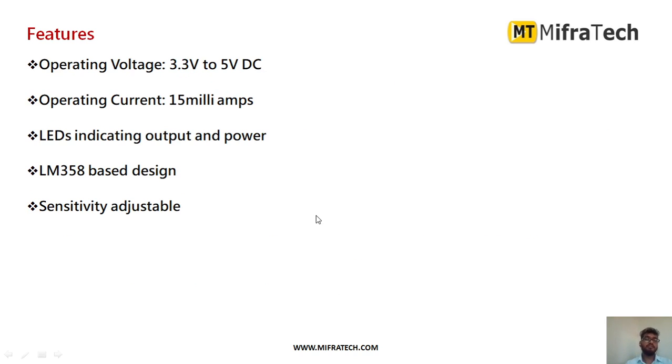So what are the different features of this LDR sensor? It has an operating voltage of 3.3 to 5 volt DC. In order to turn on this LDR sensor module, we have to provide a 3.3 to 5 volt DC supply. It has an operating current of 15 milliamps. There are 2 LEDs, as I showed, one indicating the output whenever sunlight or any light is detected, and one is the power LED. When you provide power supply, that LED will be glowing. We can also adjust the sensitivity of this LDR sensor.